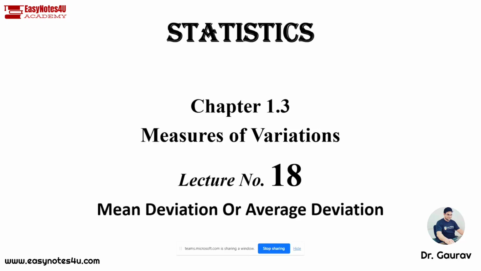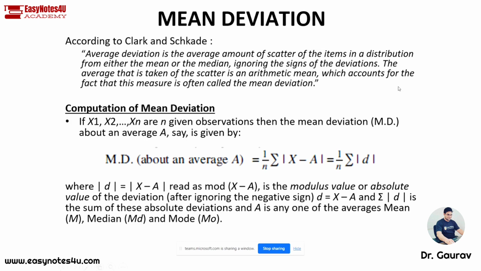So in the measures of dispersion, we have already done the range and quartile deviation. The next topic is the mean deviation, or you can say the average deviation, which is also part of the measure of variation. We can also calculate the dispersion or the variation by using the mean deviation.